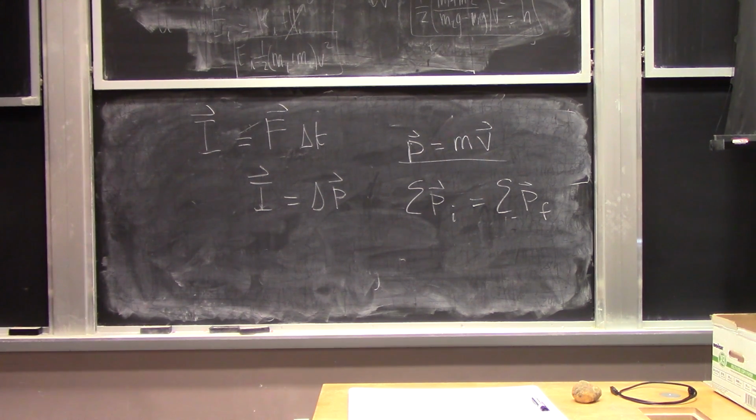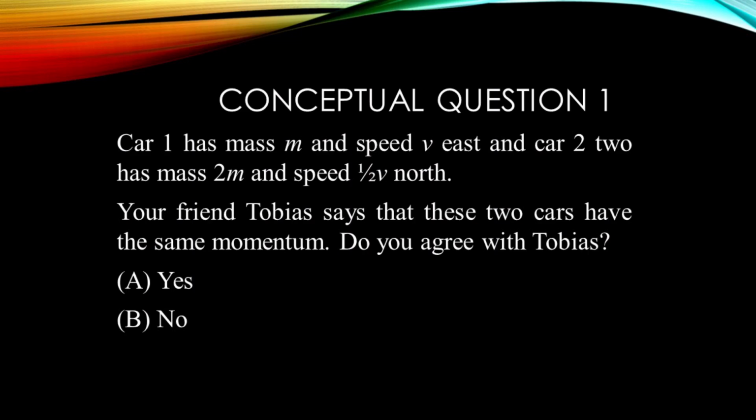Okay. So we want to look at this conceptual question in terms of the definition that I have here for momentum and ask ourselves, we have two cars. Car 1 has a mass of m and a speed of v going east, and car 2 has a mass of 2m and a speed of 1/2 v and it's going north. And you want to know, do these two have the same momentum? Or your friend Tobias says that they do, and do you agree with him or not? So go ahead and talk about that.